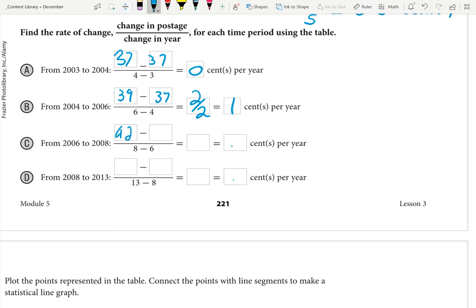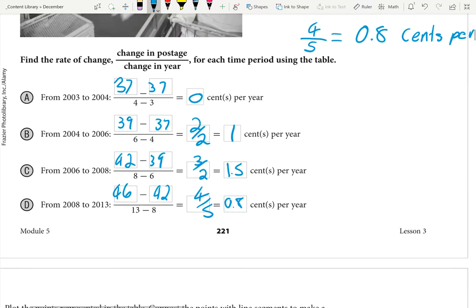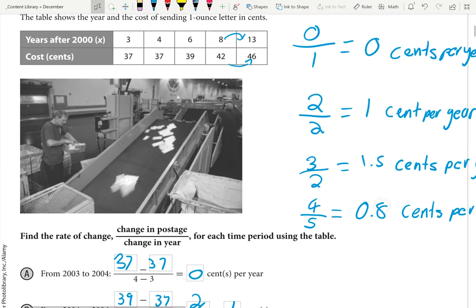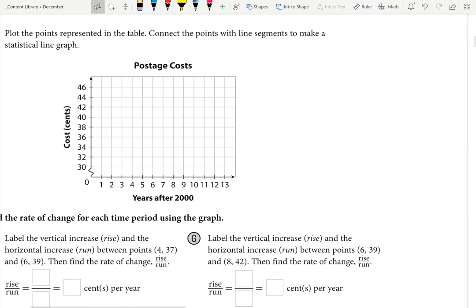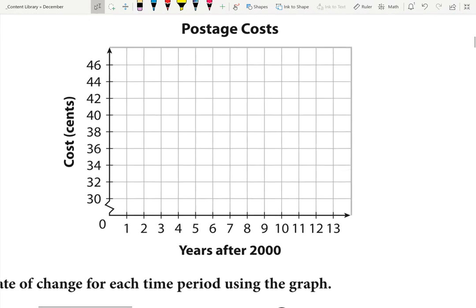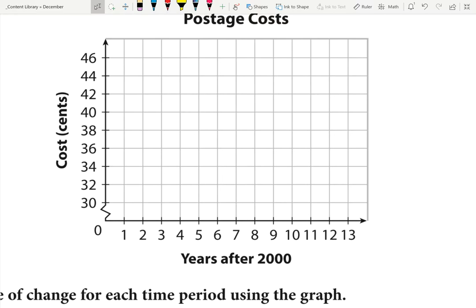We had 42 cents minus 39 cents. That was an increase of 3 cents over the course of 2 years, which again we've established was 1.5 cents per year. And then the last one was 46 cents minus 42 cents over the course of 5 years. So it was 4 pennies over the course of 5 years, which was 0.8 cents per year. So this is all just the same thing that we've already established from earlier, but it was just filling in those boxes.